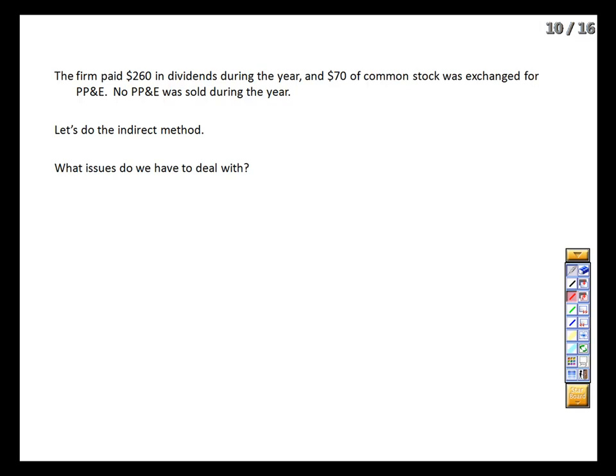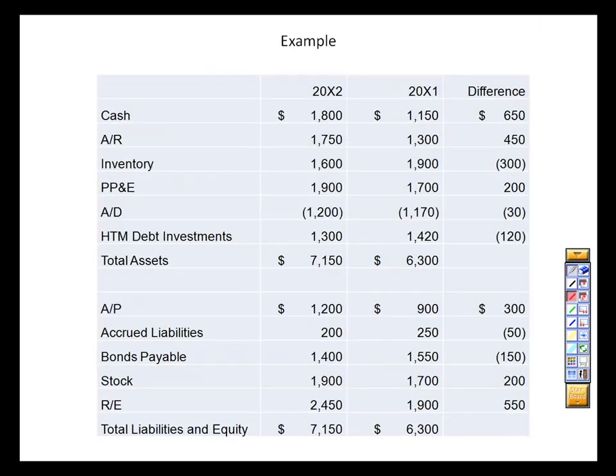First of all, we have fixed assets, and that means what? We're probably going to have depreciation expense. How much? Well, let's see. Accumulated depreciation went up by $30 from $1,170 to $1,200. So we know that we've got at least $30 of depreciation expense. It's possible that we could have had more.